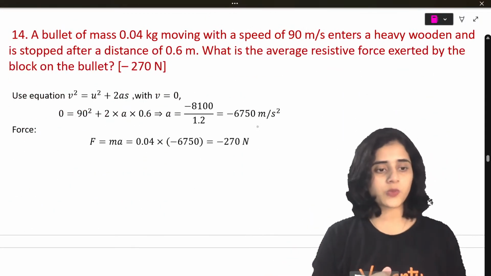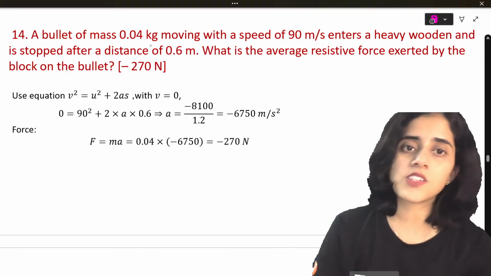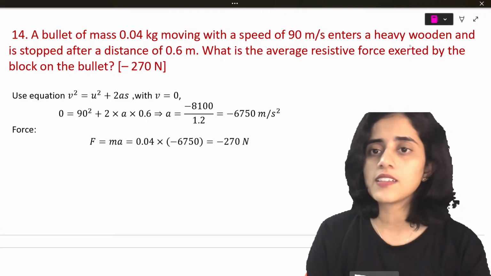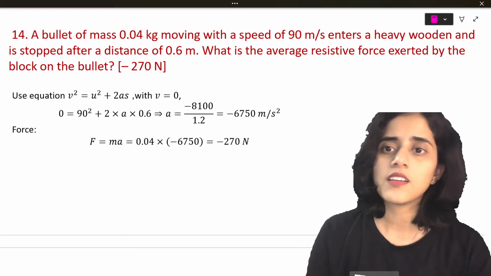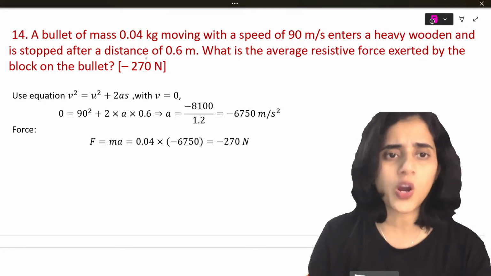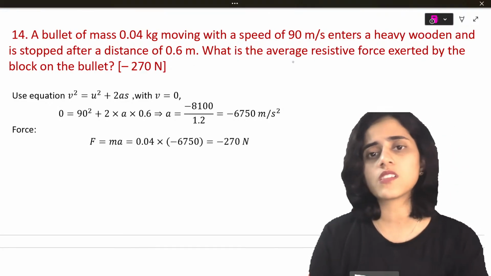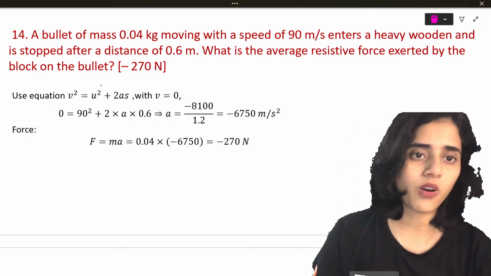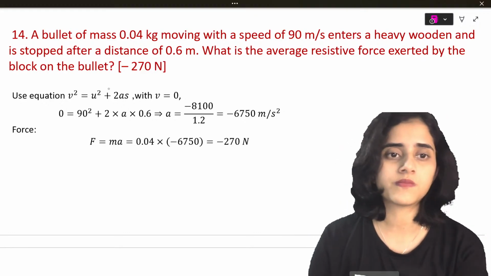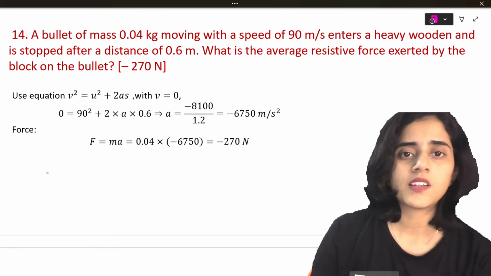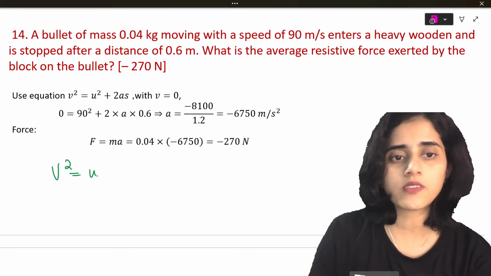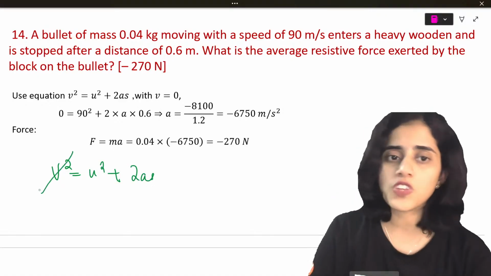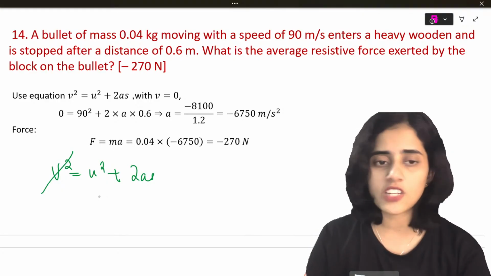Okay. Next question. A bullet of mass 0.04 kilogram is moving with a speed of 90 meters per second, enters a heavy wooden block and is stopped after a distance of 0.6 meters. What is the average resistive force exerted by the block on the bullet? Okay, so we'll take the formula v² is equal to u² plus 2as. So it's stopped, so v is obviously 0. Initial velocity is 90.